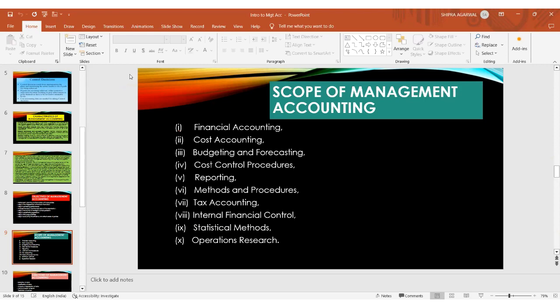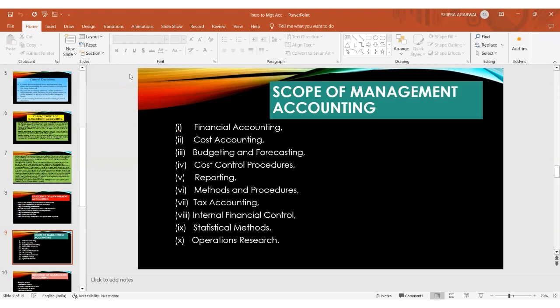Then you have cost control procedure. As I told you, control is also a major thing in case of management accounting. If you do not implement control, then certainly you will face a problem, because once the planning has been done, controlling is also very much required. Planning and controlling go hand in hand. And if you plan without any control, then planning is useless.